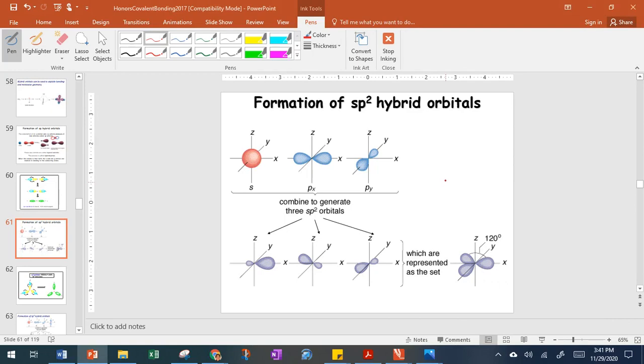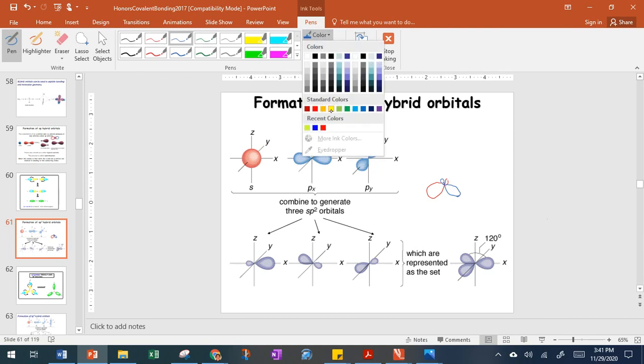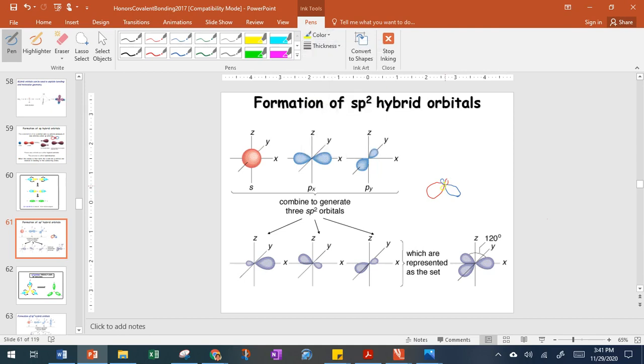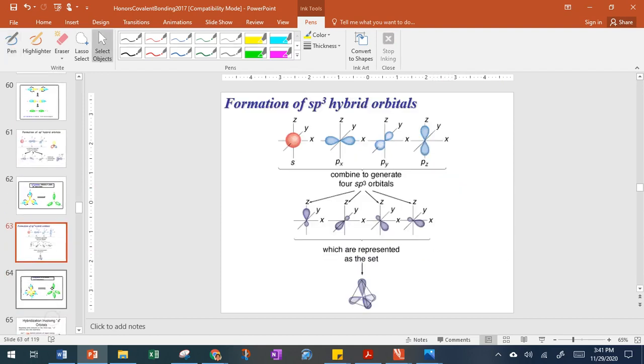Again, we have three hybrid orbitals. So we have one hybrid orbital here, and then we have a second hybrid orbital. And then I'm going to do the third one in yellow. And then we have a third one here. And that forms, like I said, this 120-degree bond angle, and allows us to bond with three things.